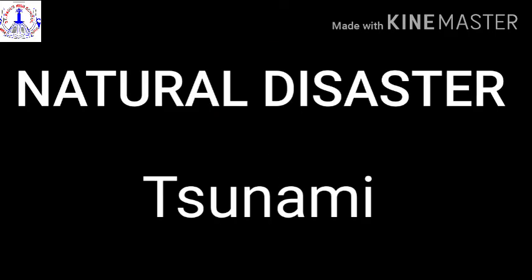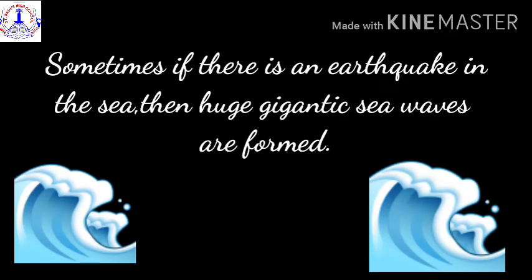Natural disaster tsunami. Sometimes, if there is an earthquake in the sea, then huge, gigantic sea waves are formed. These huge waves are more than 100 feet tall and crash the shore. These waves move faster than people can run. They are like the killer waves.